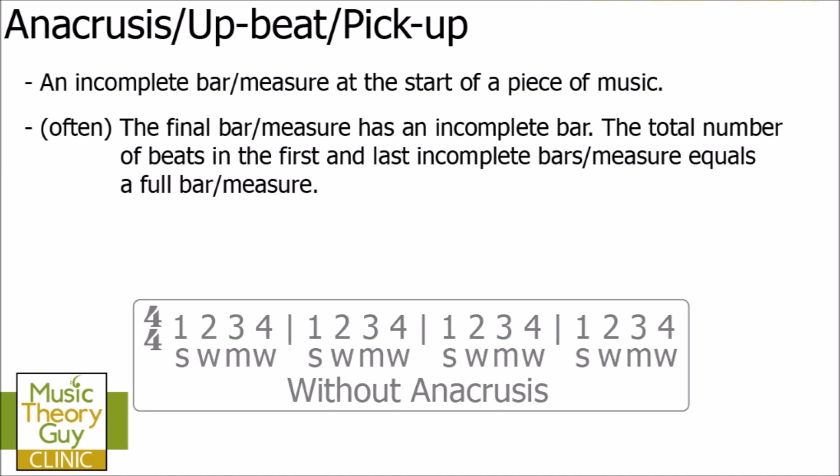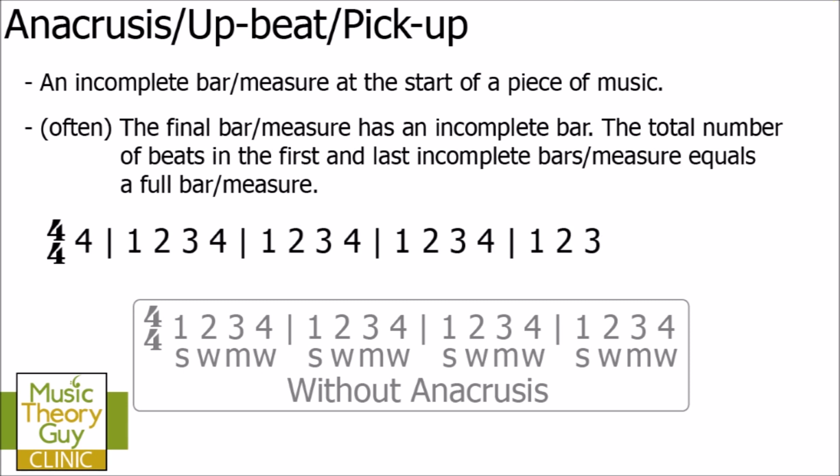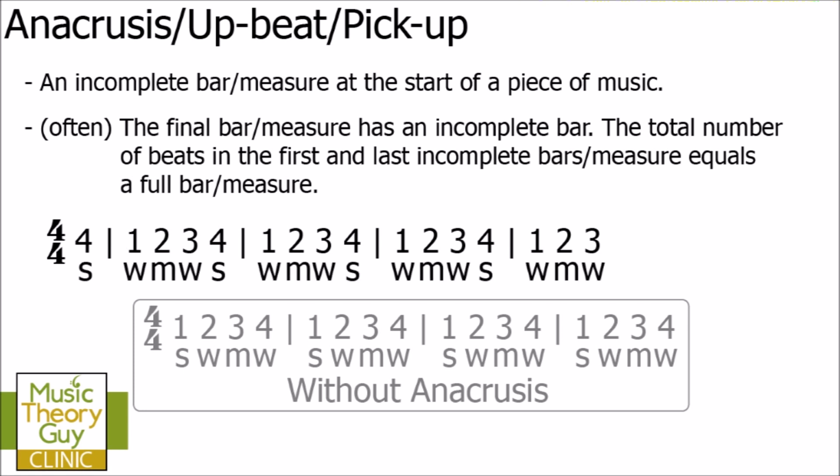However, if we now look at that pattern of strong, weak, and moderate beats with an anacrusis, things change slightly. So in this example, a bit like the melody we looked at a moment ago, we've only got one beat in that first incomplete bar. And at the very end, we've got just three beats. So what happens now? We still get the same pattern of strong, weak, moderate, weak, but the strong beat is on beat 4, or that anacrusis.